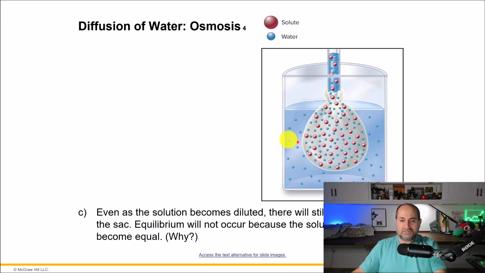Well, because you're never going to have an equal concentration of sugar inside and outside, because there is no sugar outside, right? Does that make sense? So water will keep rushing in, keep rushing in, keep rushing in until it physically can't rush in anymore. That's pretty much the way it's going to work.